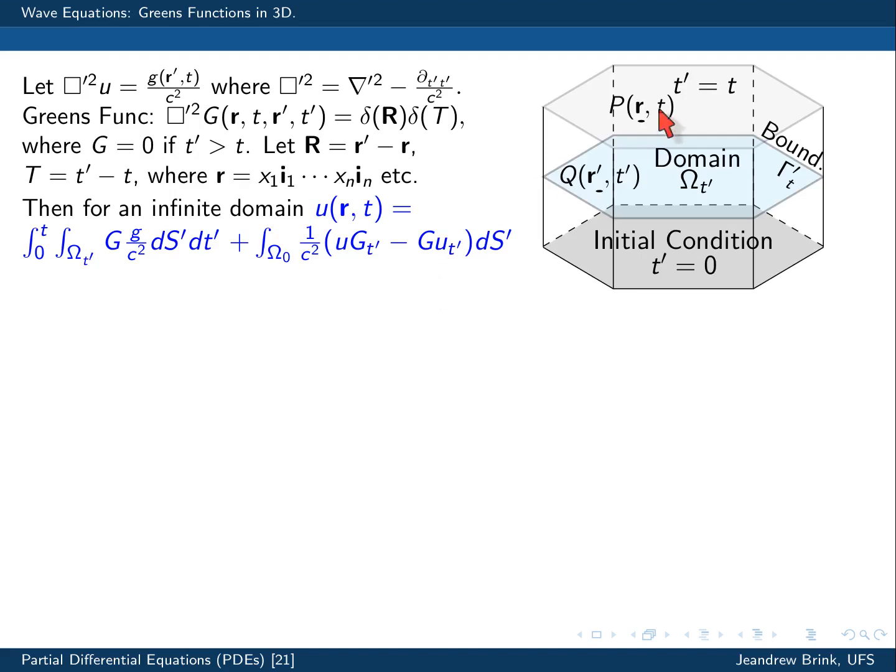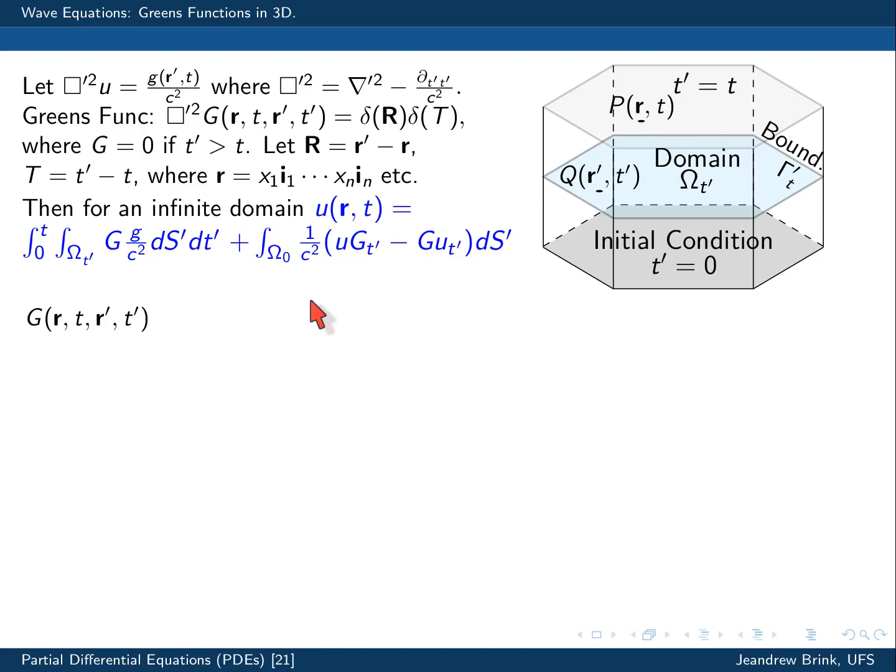Okay, and so this is just the sketch. Here is P, the field point where we want to know what our solution is. Here is Q, the source point, and we integrate over this whole domain, which now has infinite extent, where T prime is less than T. Okay, and we're integrating over our primed coordinates.